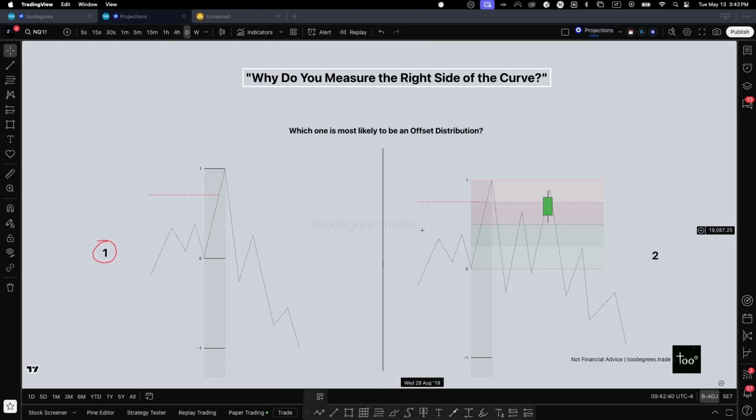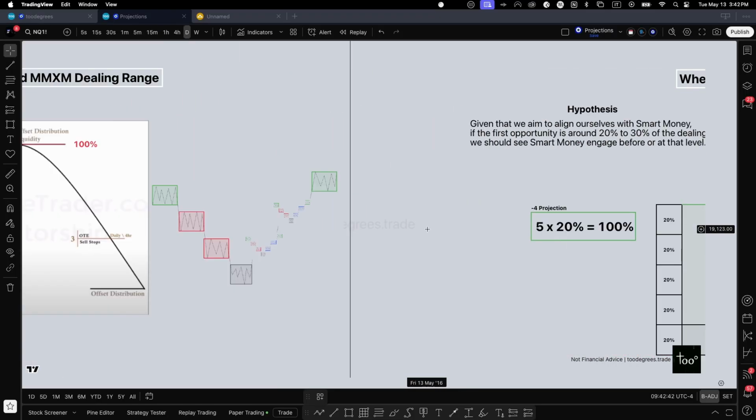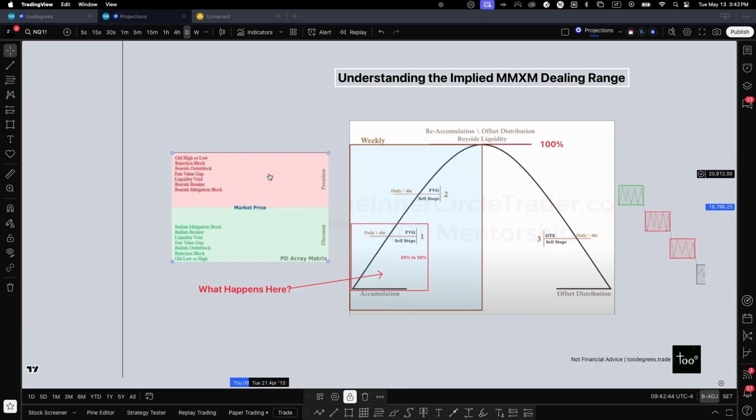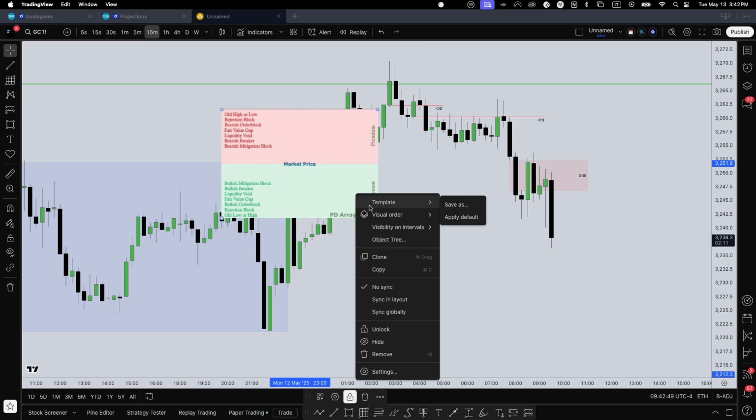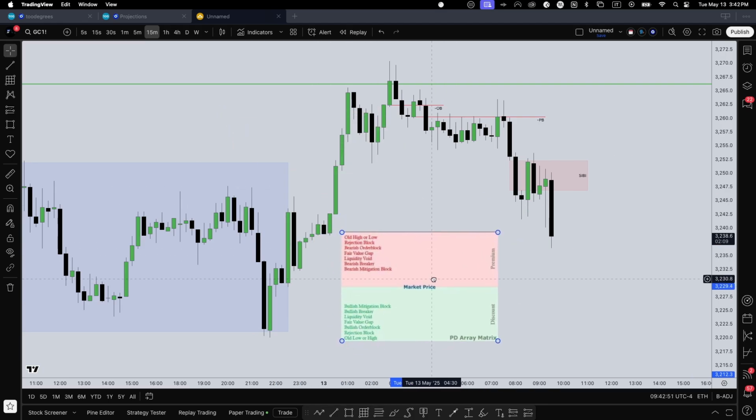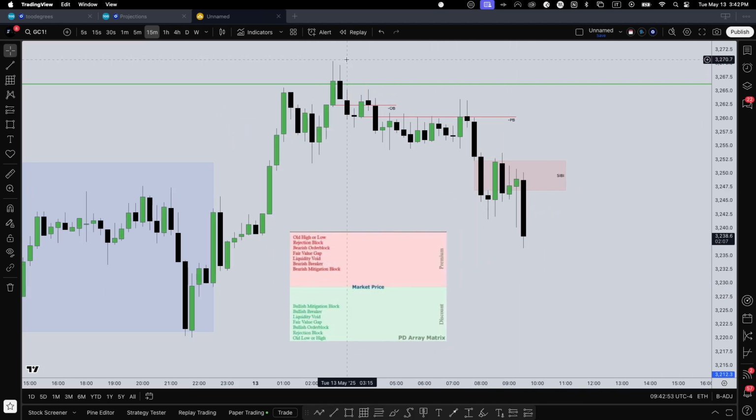Let me bring back the PD array matrix so maybe we can look at it a little bit better. Here we go. Whoa, it's locked. All right, so this is what we're looking at. Old high is right there. Rejection block. Did we tap the rejection block? Not really. It's up here. We didn't really get into there. Unfortunate. Josh would have been shorted.